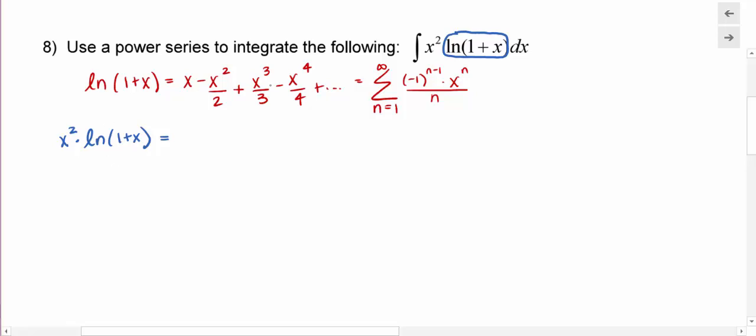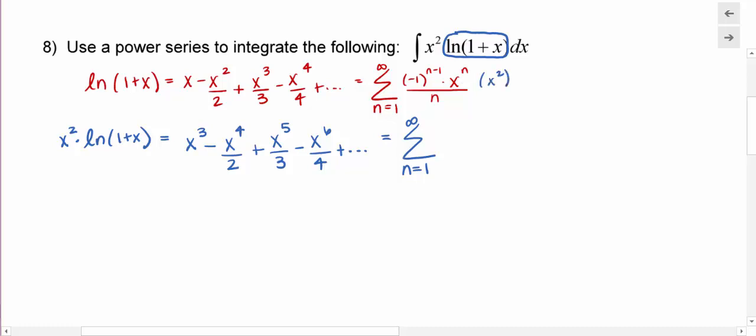So I'll distribute in x squared. This will become x cubed. If I multiply x squared by x squared, I get x to the 4th over 2, plus x to the 5th over 3, minus x to the 6th over 4, dot, dot, dot. And in my summation notation, if I multiply this by x squared with the same base, we add our exponents. So nothing else should change other than it should become x to the n plus 2.